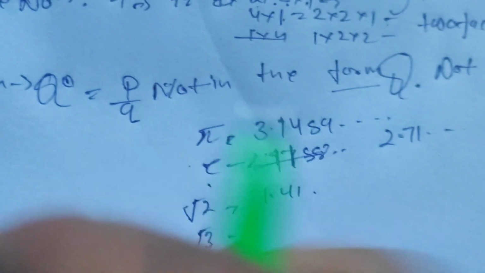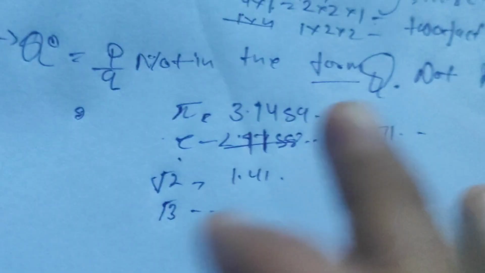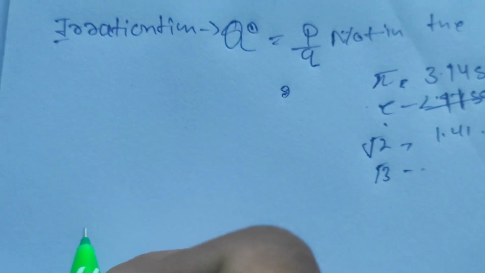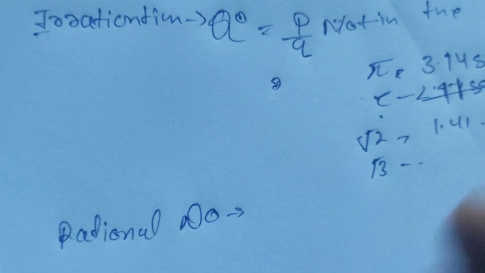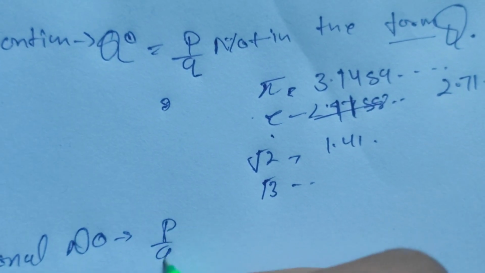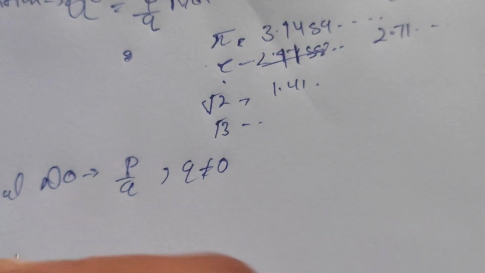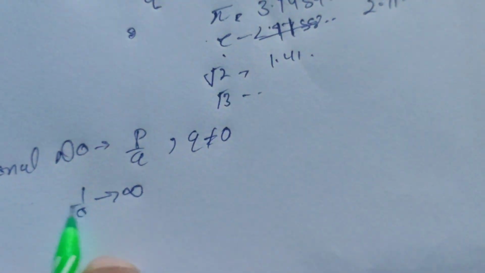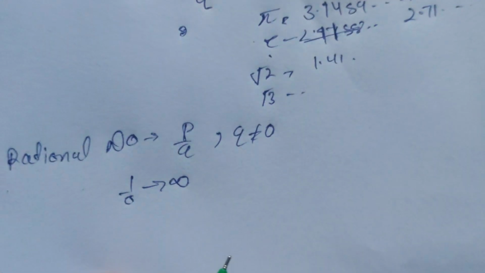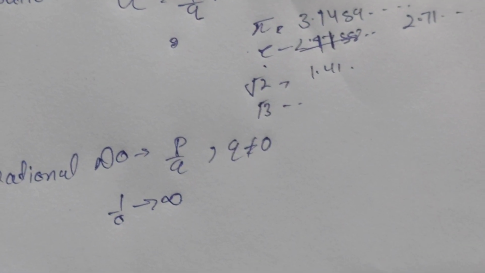They both are not recurring. And at last is rational numbers. Rational numbers are in the form of p upon q, where q is not equal to 0. If q is 0, there is infinity, like 1 upon 0 is tending to infinity. Basically it is not defined, but sometimes we say tending to infinity, that's why we call it not defined.